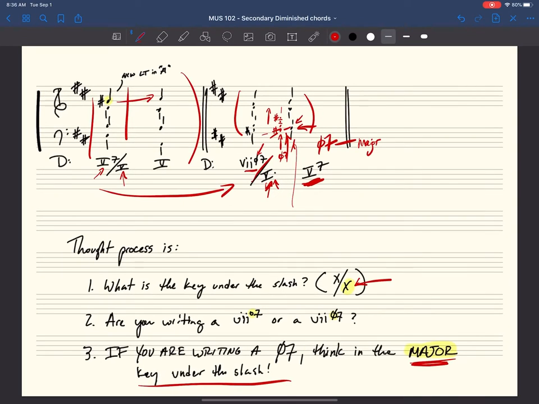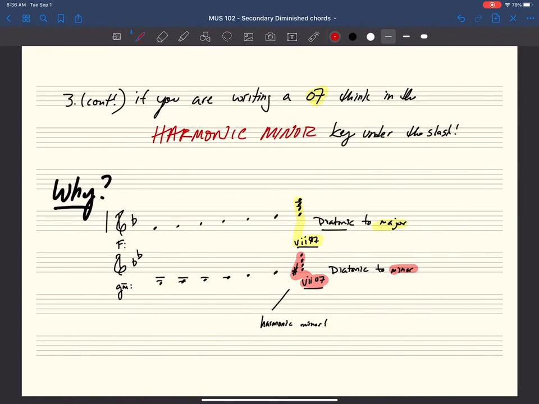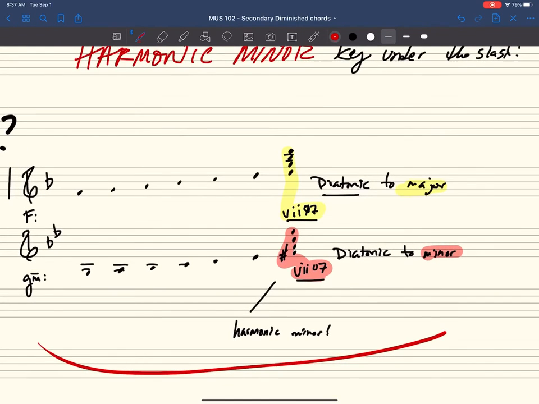The trick is, and this is where it gets, particular, is that it splits. Half diminished 7 is major. Fully diminished 7, you have to think of harmonic minor. So the key under the slash, you think of your harmonic minor scale. And the reason is, as I was talking about a second ago, that they're diatonic to those two modes. 7 half diminished 7 is diatonic to major, and 7 fully diminished 7, the only place that chord is diatonic is to the raised scale degree in minor, so harmonic minor.